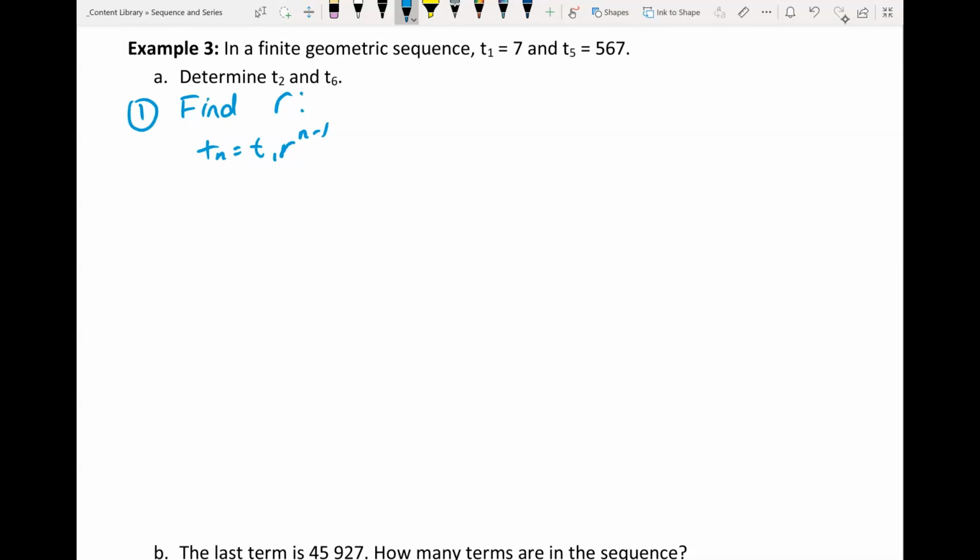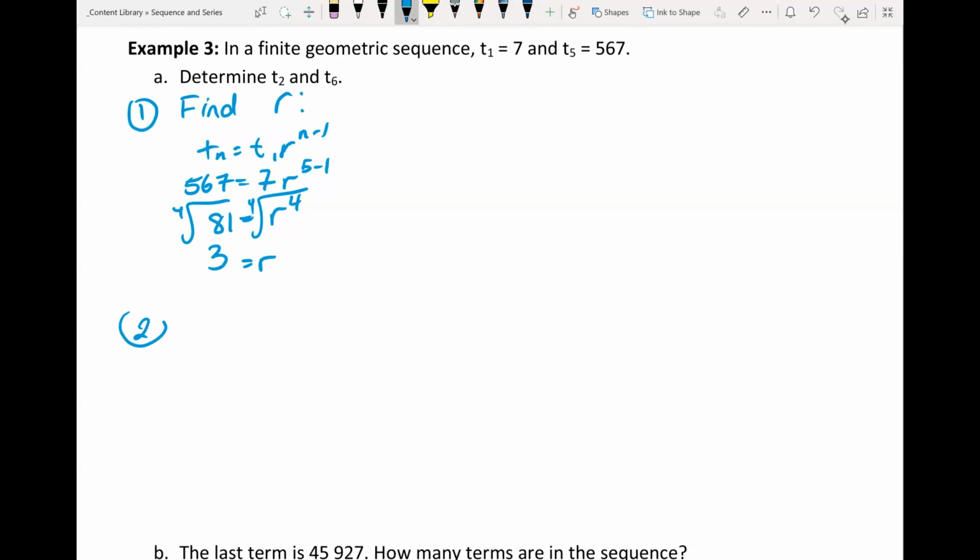So I'm going to fill in the information we have. So we're going to do T5, T1, leave R alone, and then n is 5. I'm going to divide both sides by 7, and we're going to get 81. And then 5 minus 1 is 4. I'm going to take the fourth root on both sides so you can get R by itself, and this is going to be 3. So R is equal to 3.